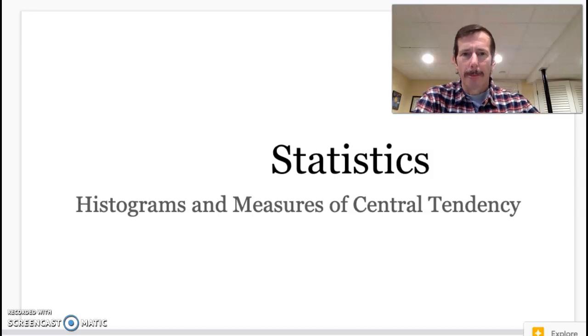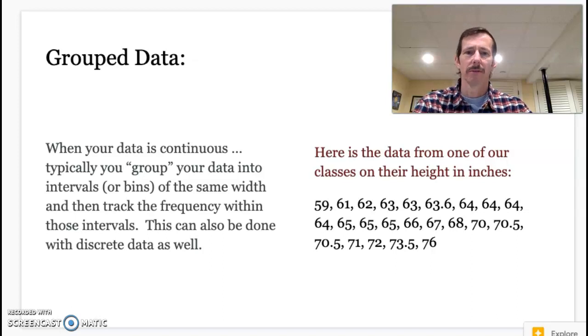All right, welcome to phase 2 of statistics. We'll look at some graphing of histograms, which are a little bit different than bar graphs, and we're going to start talking about measures of data, starting with measures of central tendency. So we are going to look at grouped data a little bit today, and you can actually group discrete or continuous variables, and we'll be doing both for you here a little bit later.